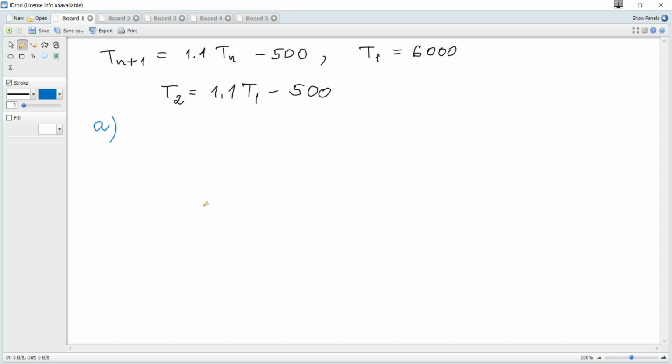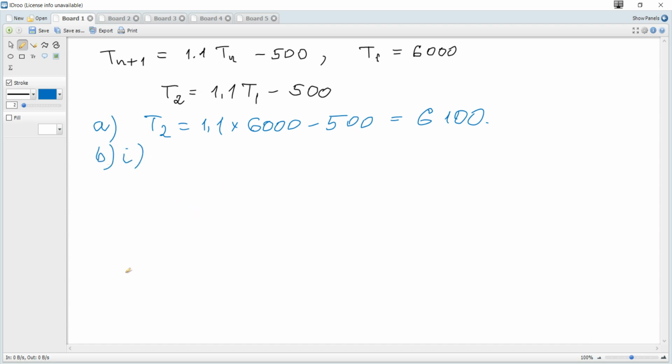Use this formula to verify T2 is 6,100. So we just use the formula, substituting 6,000 to get T2 is 1.1 times 6,000 minus 500 is 6,100 as required. Question B.